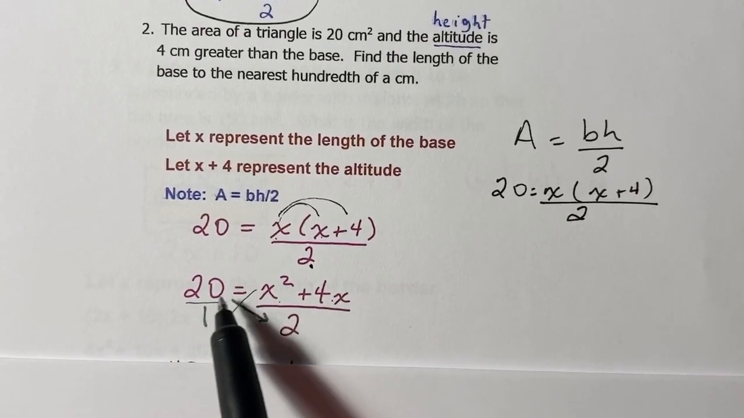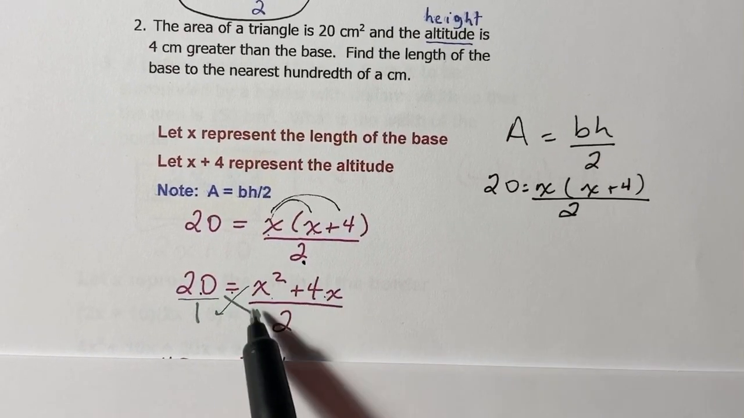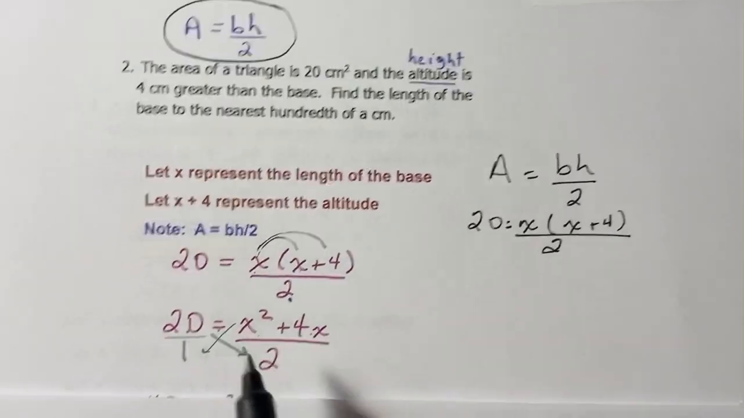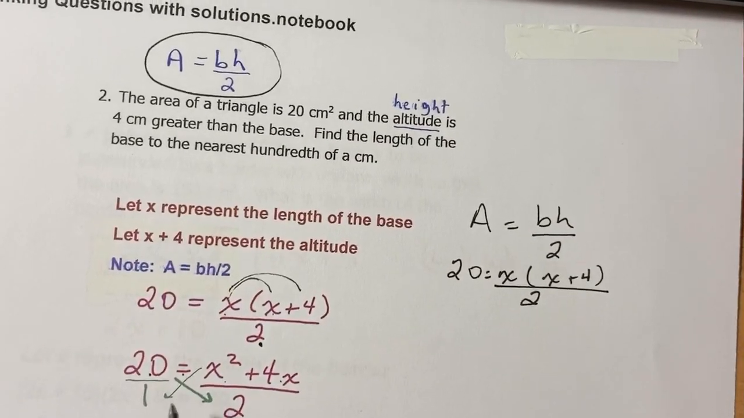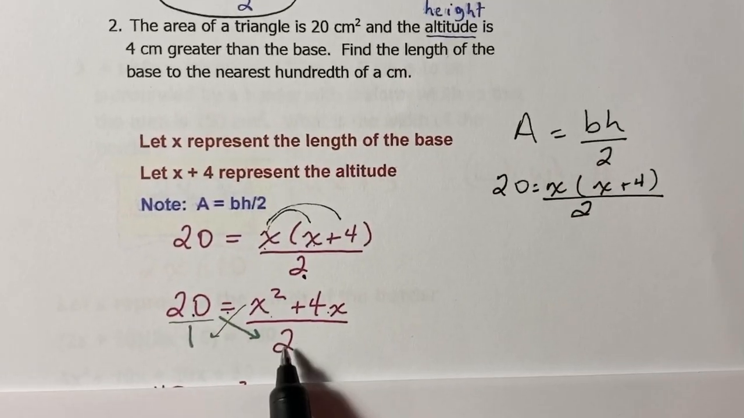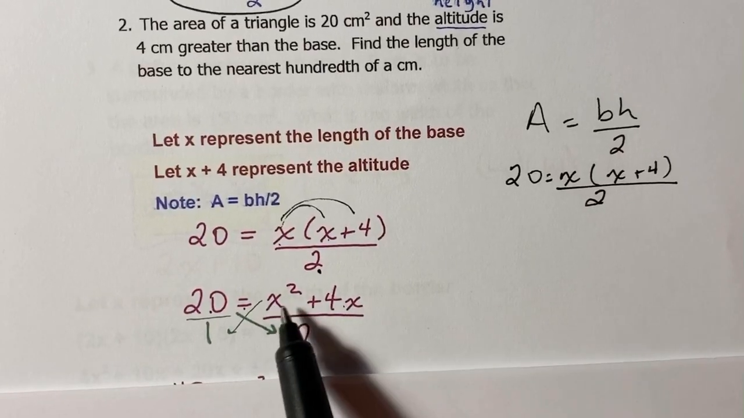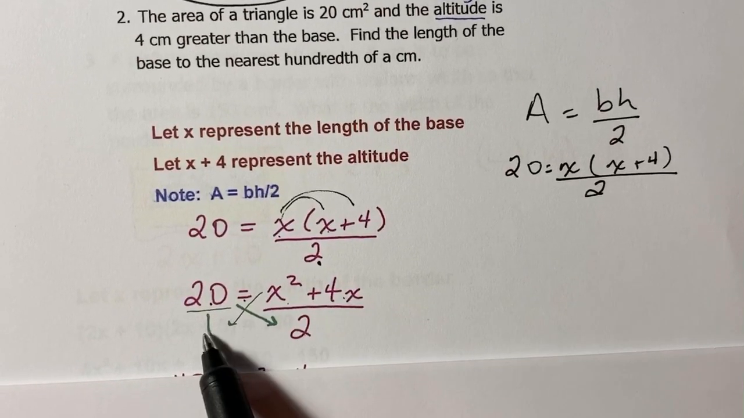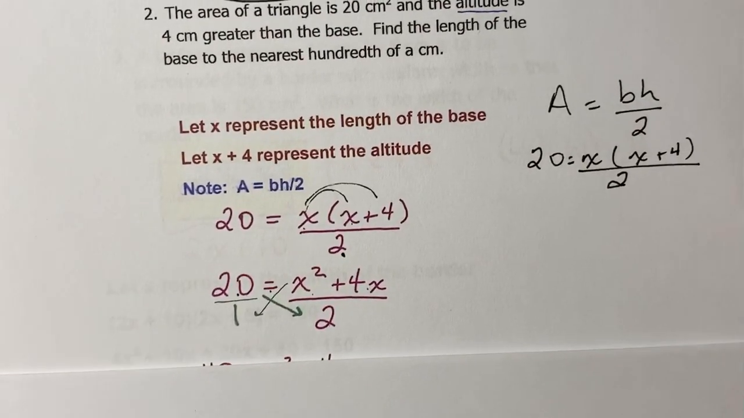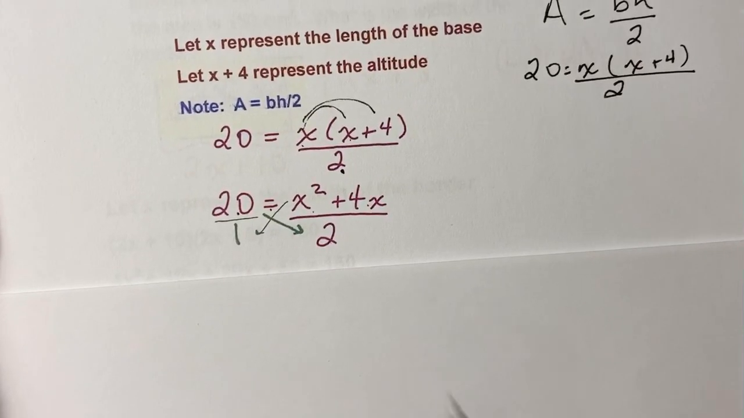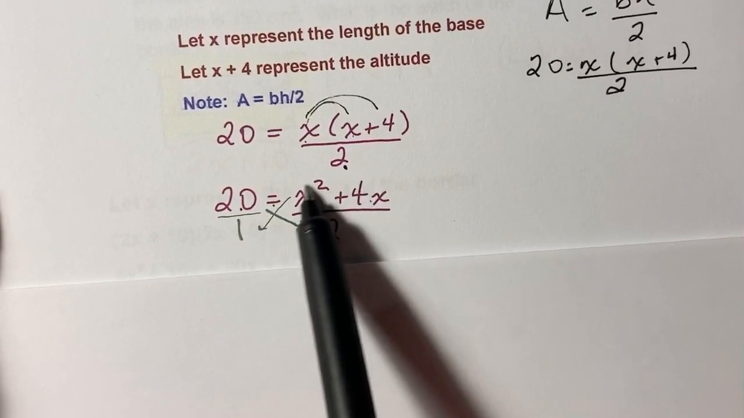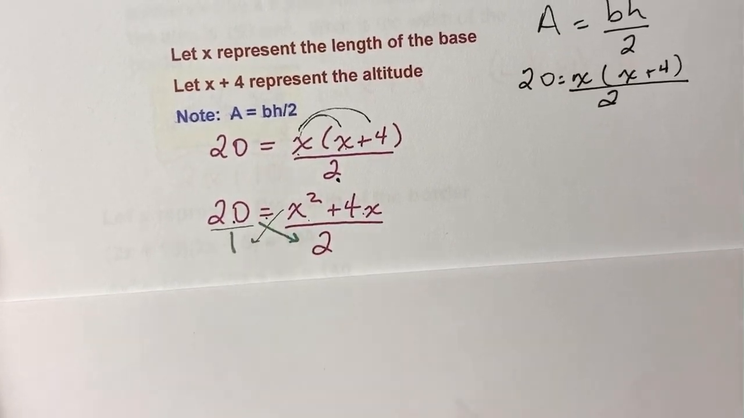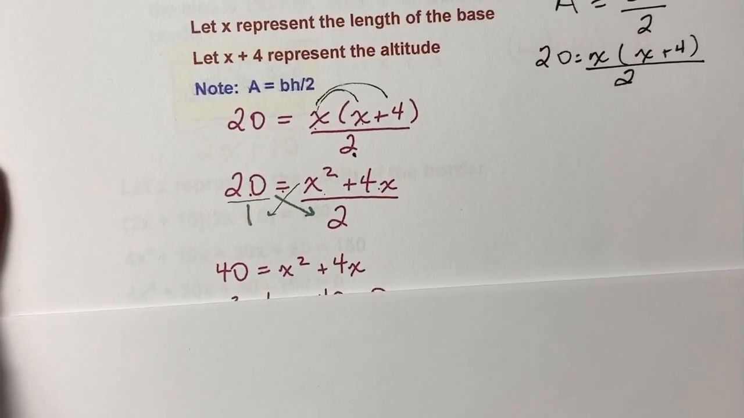Now remember, when you have a number equaling a fraction, the fastest way to do it is to cross multiply. So 20 times 2 goes on this side. x squared plus 4x times 1 goes on the right side. So you cross multiply, and you do that anytime you've got a number equaling a fraction or a fraction equaling a fraction. It just makes things faster.